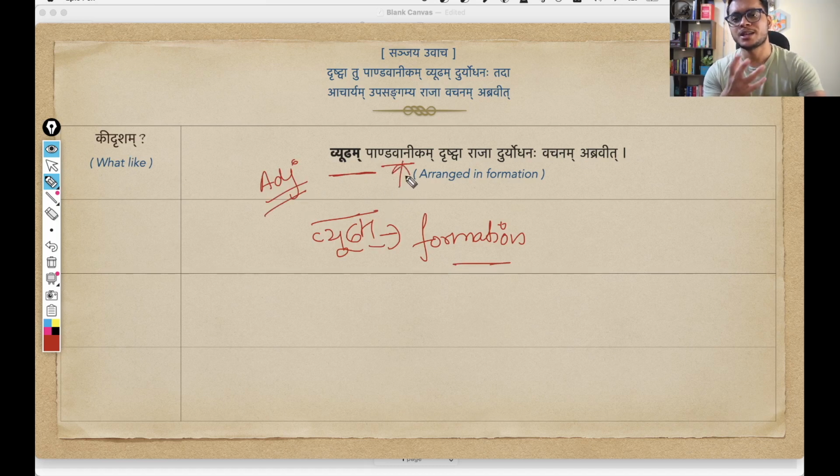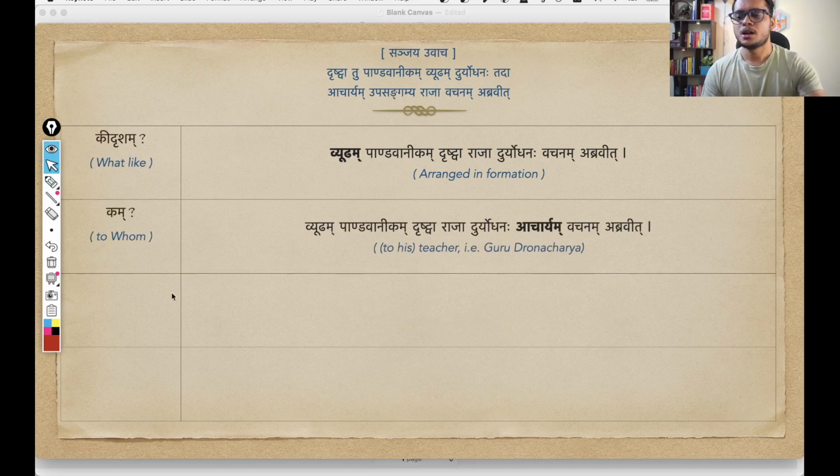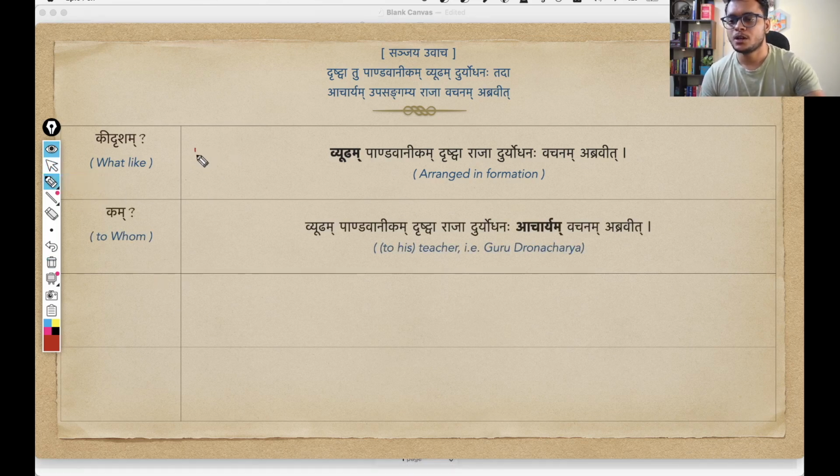Pandava Nikam was in second case, so Vyudham also becomes second case. Same thing, adjectives and pronouns copy their noun. So far so good. Now, kam, or to whom. If you remember, whenever we ask who, we use kaha. Now we want to ask to whom, because it is the second case, so this becomes kam for masculine gender.